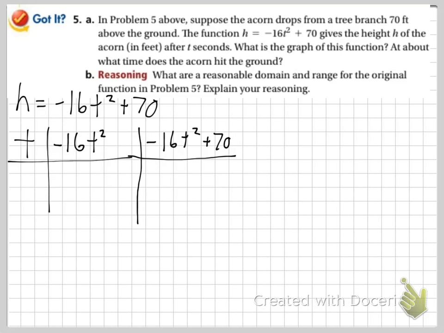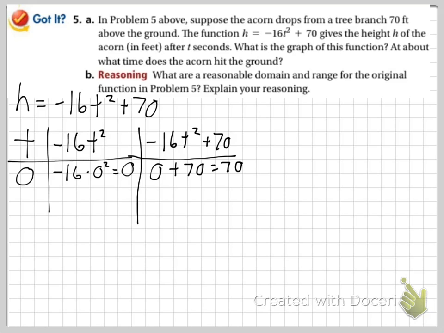We are talking about time. It doesn't make sense to have negative seconds, so I'm going to start with 0. Okay, -16 times 0 squared. Well, 0 squared is 0 times -16. That's just 0. So over here we get 0 plus 70, which is 70, which makes sense. After no time passing, the acorn is still on the branch.